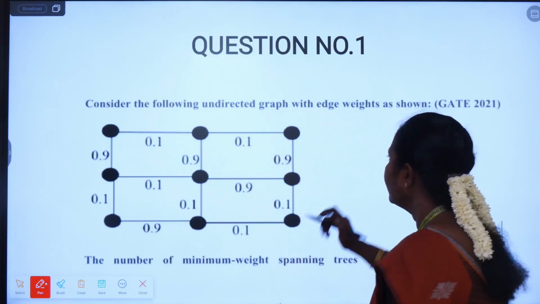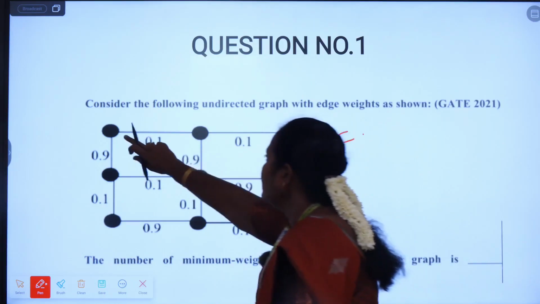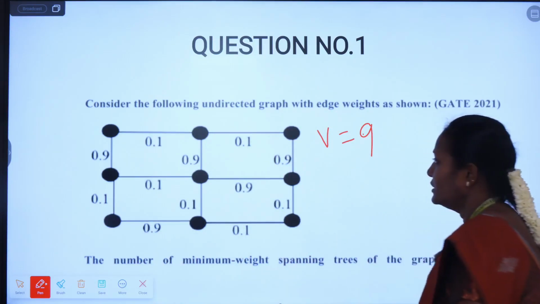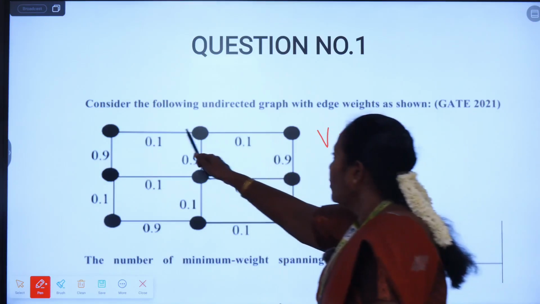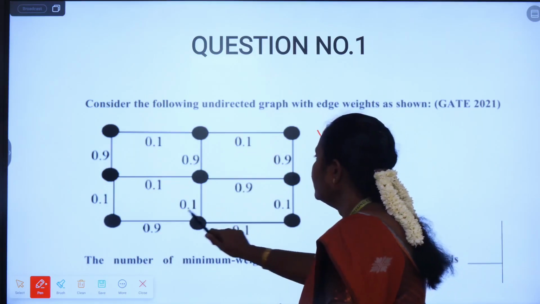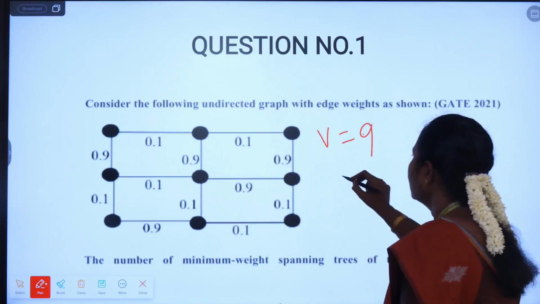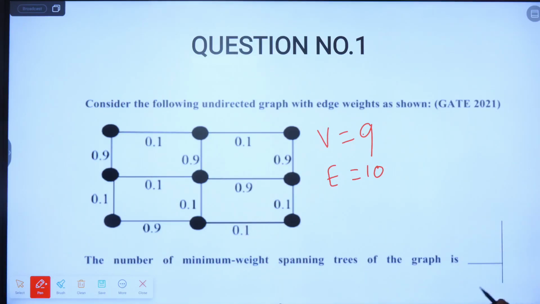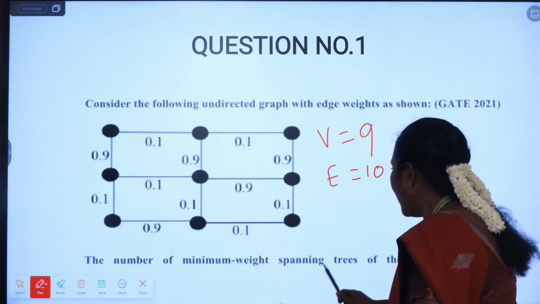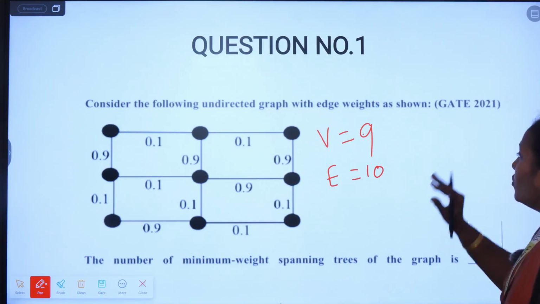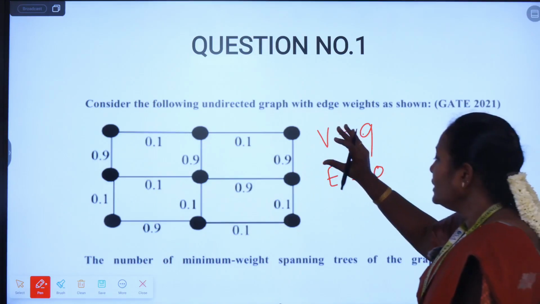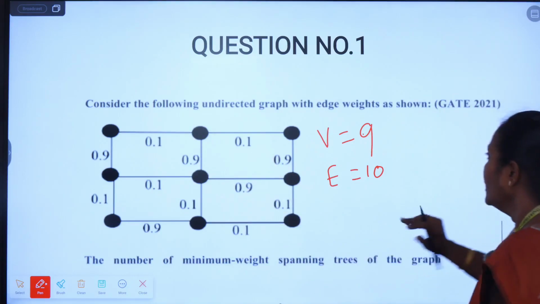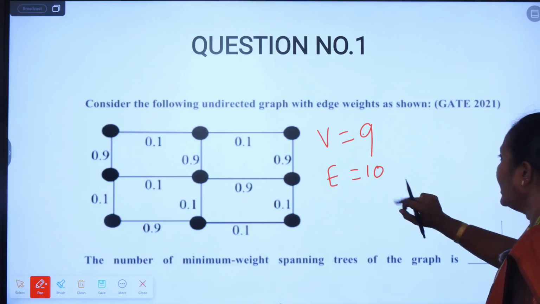So how many vertices do we have here? 1, 2, 3, 4, 5, 6, 7, 8, 9. Totally 9 vertices. How many edges do we have? 1, 2, 3, 4, 5, 6, 7, 8, 9, 10 edges. So what does the question mean? The number of minimum weight spanning trees of the graph is asked. So we are going to find how many minimum weight spanning trees there are for this particular undirected graph. Here we have 9 vertices and 10 edges.